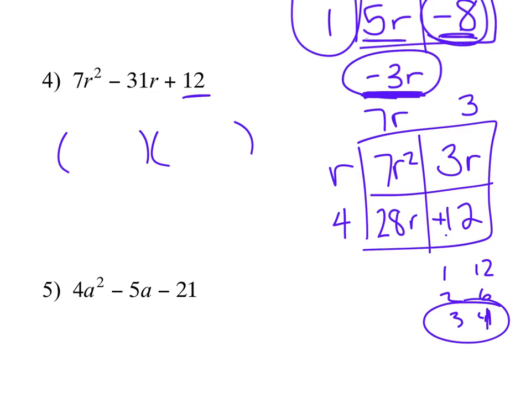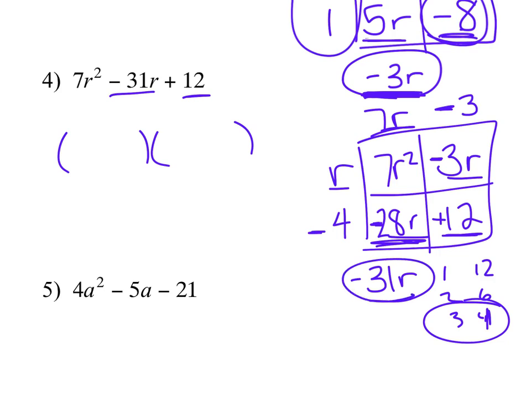So 3 times 4 works, this is 12. Do these two add up to a negative 31r? They do not. They add up to a positive 31r, but we can fix that quite easily by making them both negative, right? So if I make this 3r negative, that means this 3 had to have been negative, because we don't make these negative, so it's always the second term. So this 28 makes this one negative. Last check that you have to do, so these definitely add up to a negative 31r.